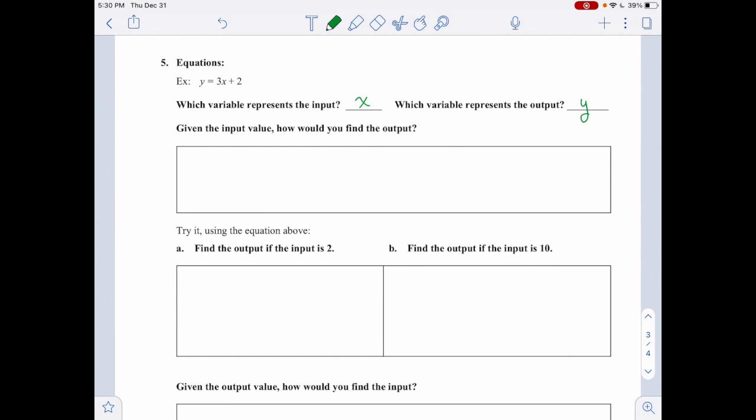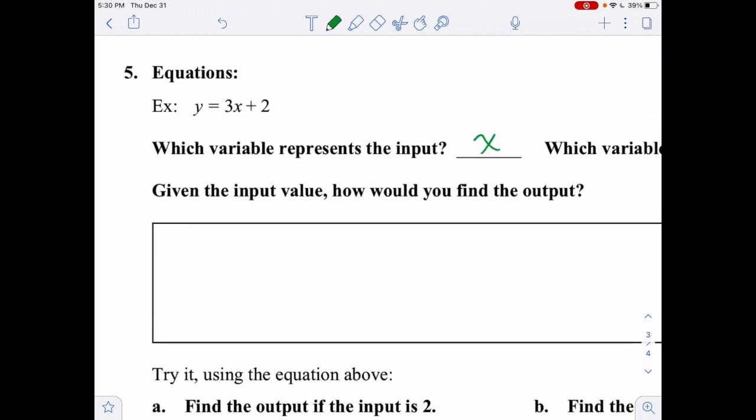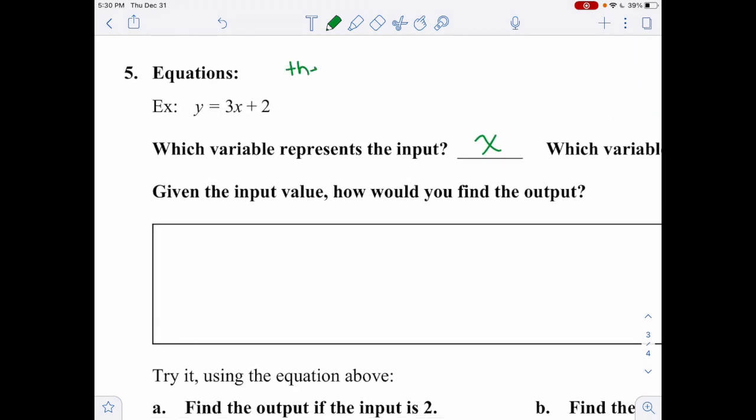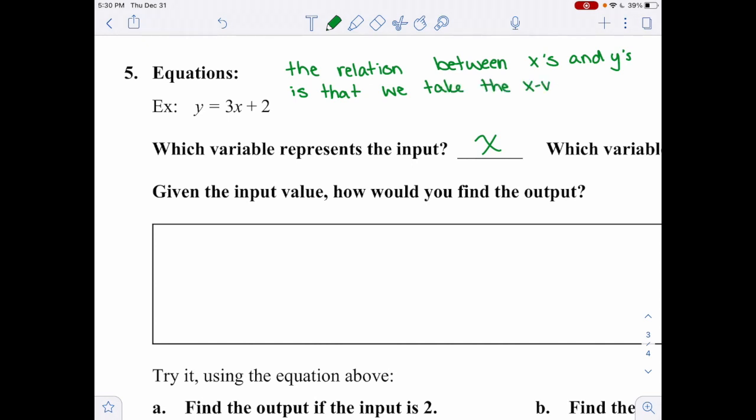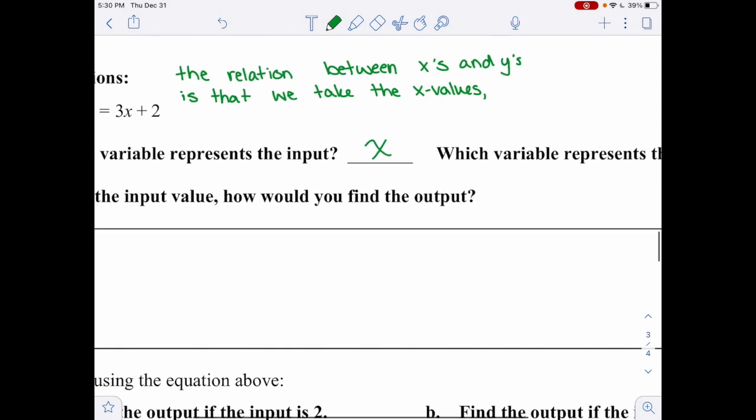And the relationship is that in this case, right, so here this says the relation or the connection is that we take the x values, multiply them by 3, because that's the 3x, and then add 2.